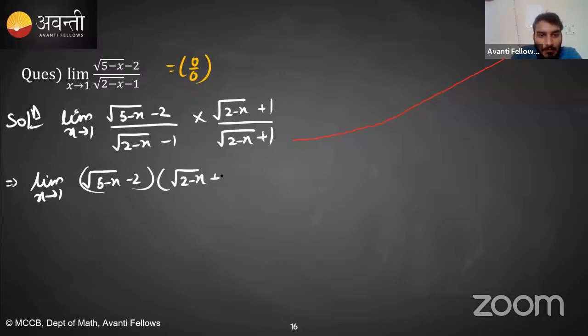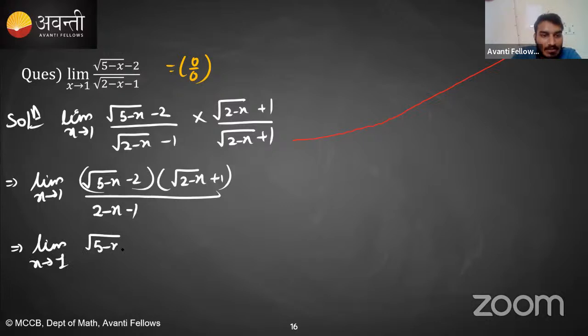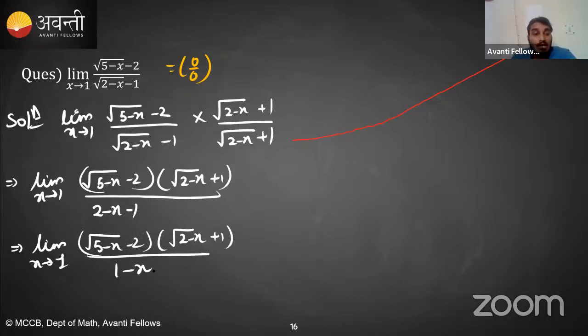So it is limit x tends to 1, root of 5 minus x minus 2 times the square root of 2 minus x plus 1, and in the denominator what you are seeing is a minus b into a plus b, which is a square minus b square. So 2 minus x minus 1. Clear? So it is limit x tends to 1, root of 5 minus x minus 2, root of 2 minus x plus 1 divided by 1 minus x. Now if you put x equal to 1, the numerator becomes 0 and the denominator is again 0. So again we have the 0 by 0 form, so again we have to rationalize it. Is this clear?